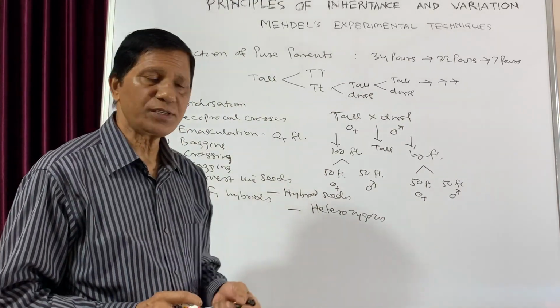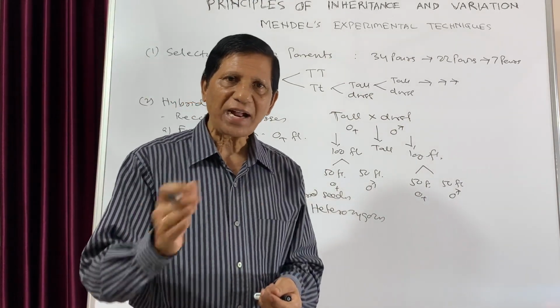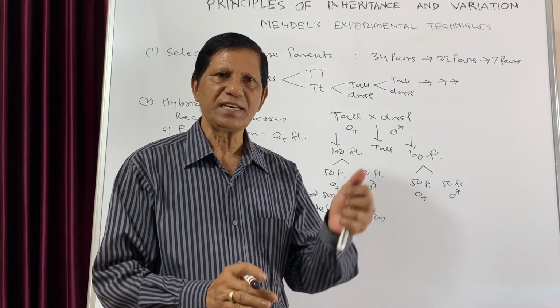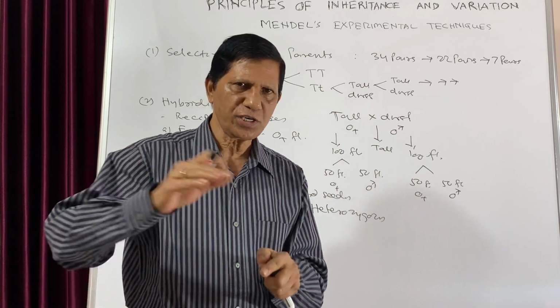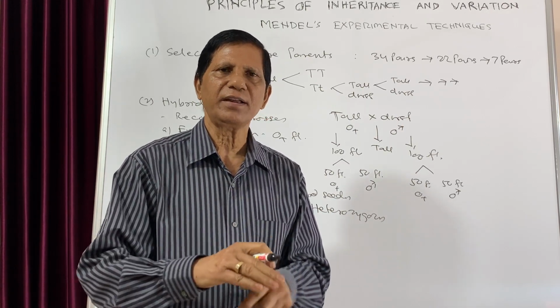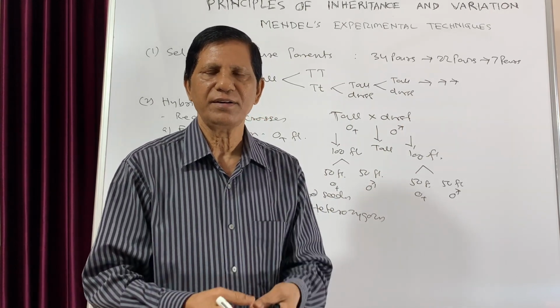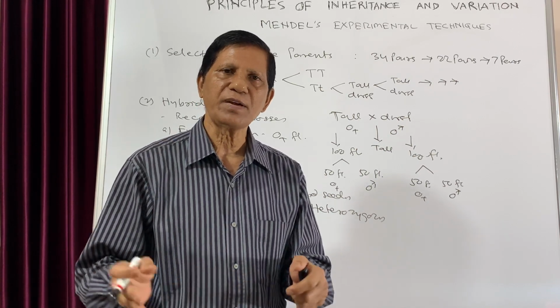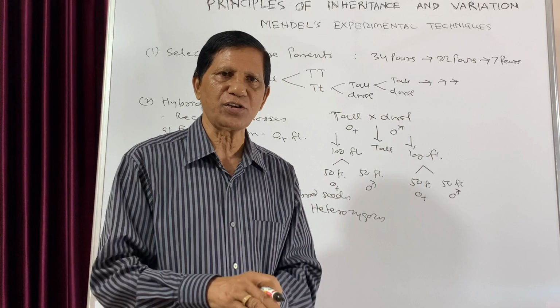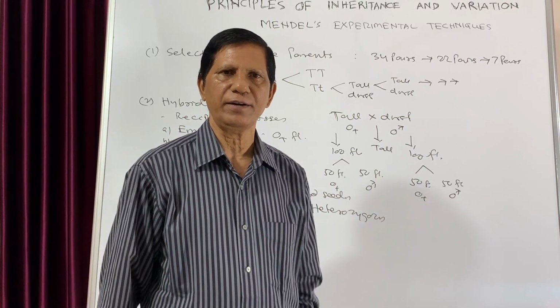And sometimes backcrosses are also made, because the desired character should be present in more plants. That is why if you cross it with the desired parent, then that character will be added. We'll discuss backcross and test cross later on. So sometimes the F1 hybrid is backcrossed, and then again it is self-pollinated.